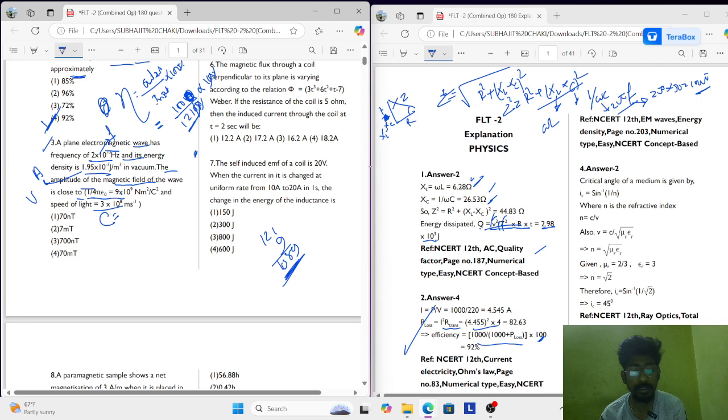So you know the C formula. What is the formula? C is 1 by root over mu naught epsilon naught. This is the permittivity and permeability of vacuum. Okay.